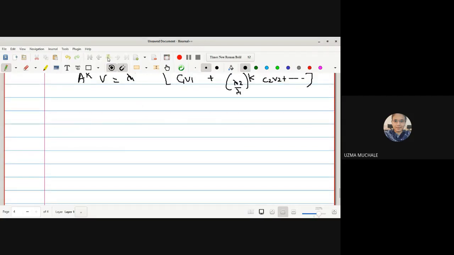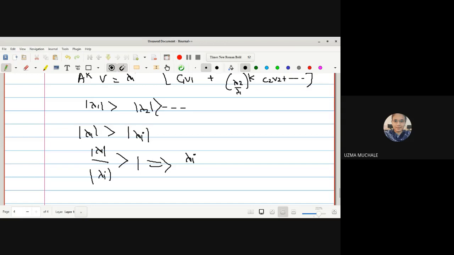Now what we are given is the condition mod of lambda 1 is greater than lambda 2, is greater than lambda n and so on. So in general, lambda 1 is greater than any lambda i, right? So we have lambda 1 divided by lambda i. What will be the answer? Lambda 1 divided by lambda i will be greater than 1. And what will be the reverse one, lambda i divided by lambda 1? Yes, what is the answer?